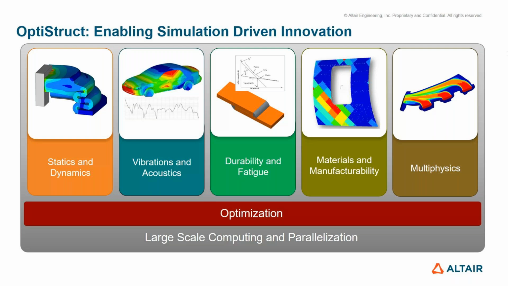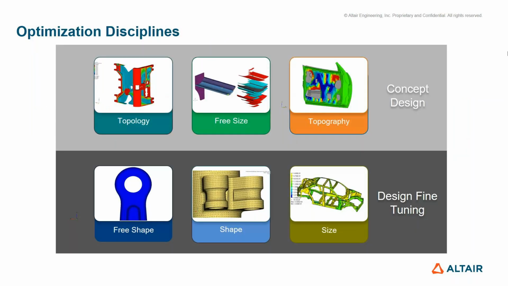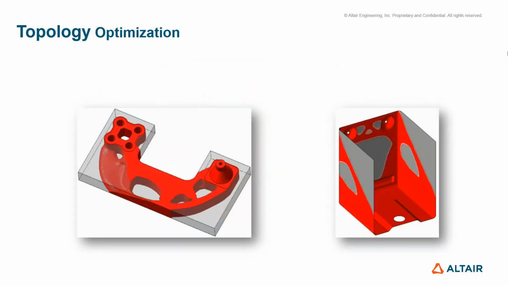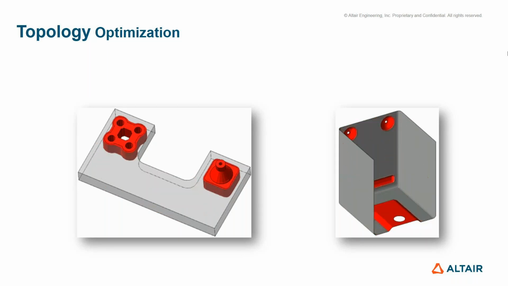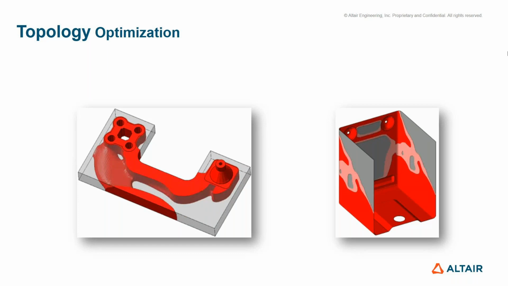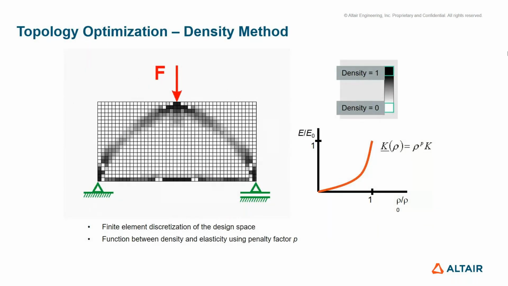So these are the different types of optimization techniques that are available in OptiStruct, like topology optimization, which optimizes the material distribution, free size optimization, topography optimization, free shape optimization, shape optimization, and size optimization. Coming to topology optimization, it will give you the optimized material layout based on the given loads and boundary conditions. Thereby you can reduce the weight of the component without compromising the strength of the product. So it works on a density based method.